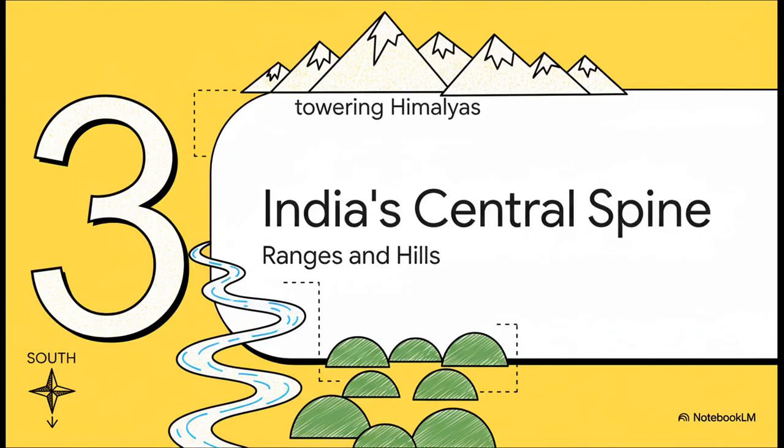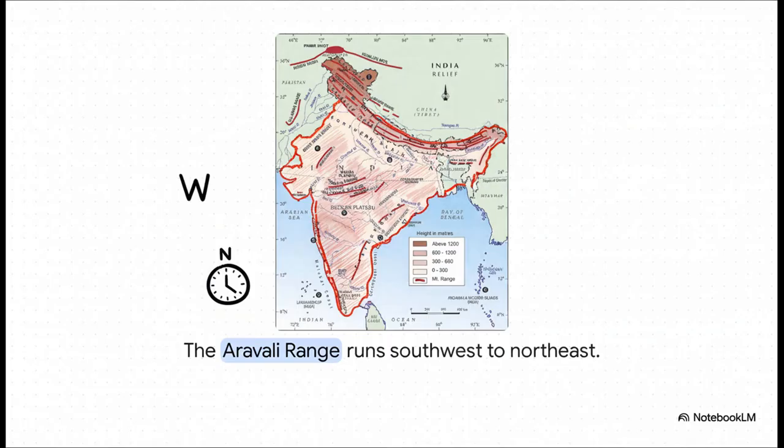All right, great job. Let's move south now, away from those huge Himalayan mountains. We are now going into the central part of the country, which you can think of as the geographical spine of India. Let's look towards the west. Starting down here in Gujarat and running up diagonally towards Delhi, you'll see this broken line of hills. This is the Aravalli Range, one of the oldest mountain ranges in the entire world.